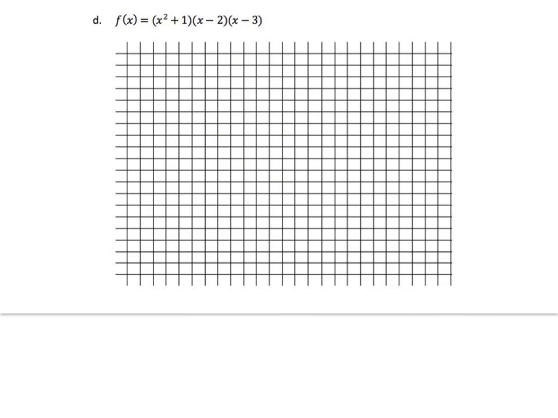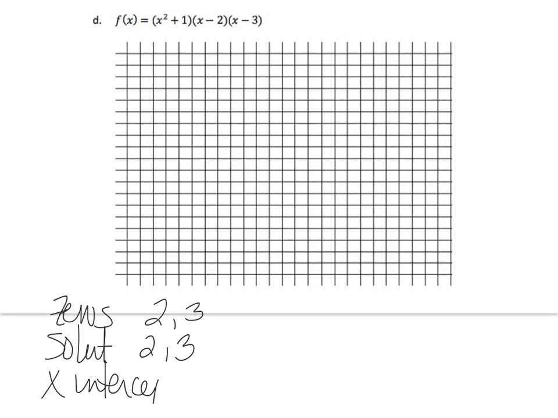Let's try it again. My zeros are all 2 and 3. My solutions are also 2 and 3. My x-intercepts are 2 and 3, but the degree is 4.